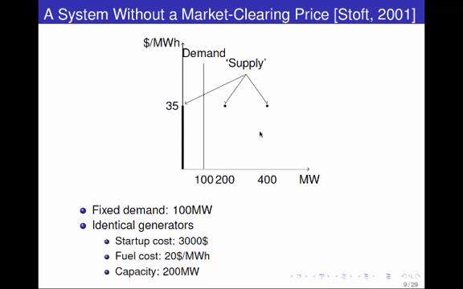Suppose I have a group of identical generators. Each of them has a startup cost of $3,000 and a constant fuel cost of $20 per megawatt hour, and they can produce up to 200 megawatts. And suppose that there's a day-ahead market, and the only commodity that is traded in this market is energy. So you get paid the market price for energy times whatever you produce.